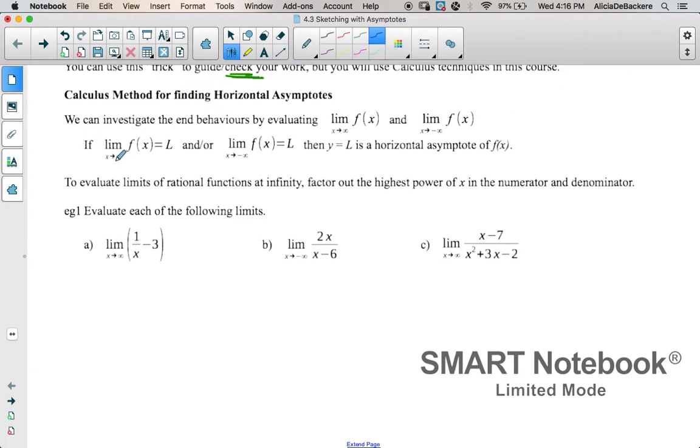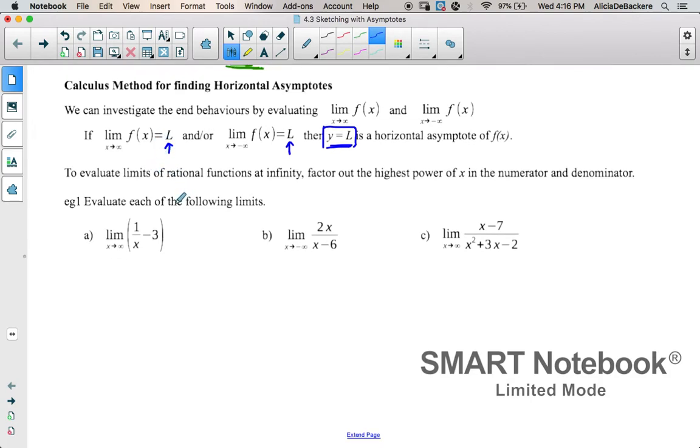Now, if the limit as x approaches positive infinity equals L, so this is just some number, or the limit as x approaches negative infinity is equal to L, then y equals L is my horizontal asymptote. They might both equal the same value, or like we said before, sometimes one side will go to infinity and the other side will approach a certain value. All right, so to evaluate the limits of rational functions at infinity, what we do is we factor out the highest power of x in the numerator and the denominator. So this is our trick for how to evaluate limits at infinity.